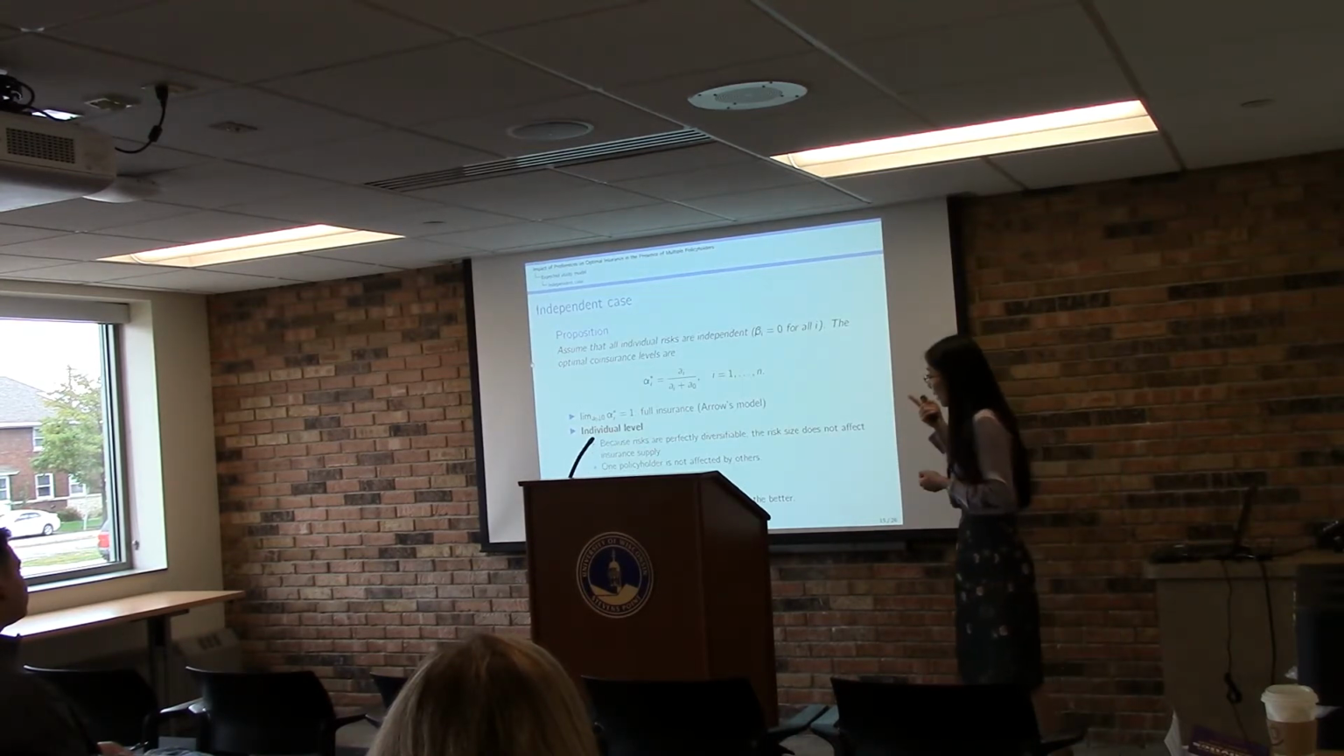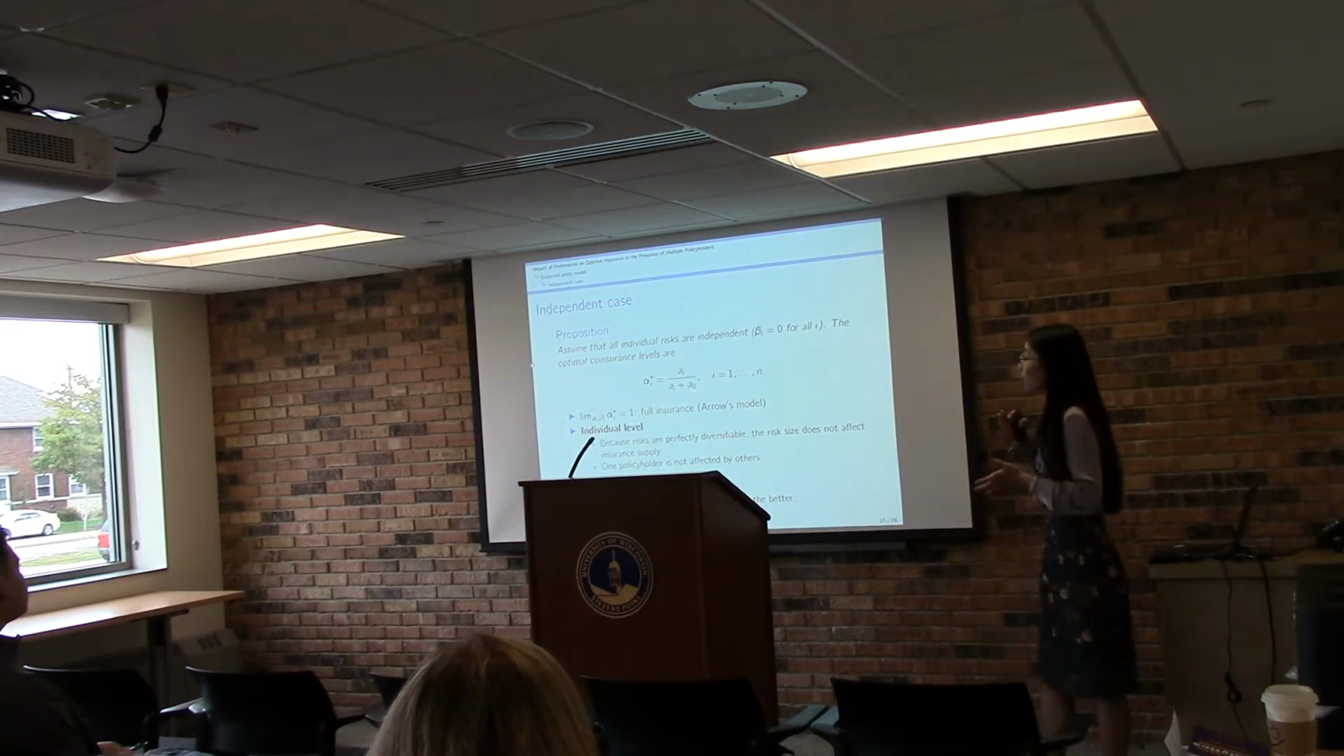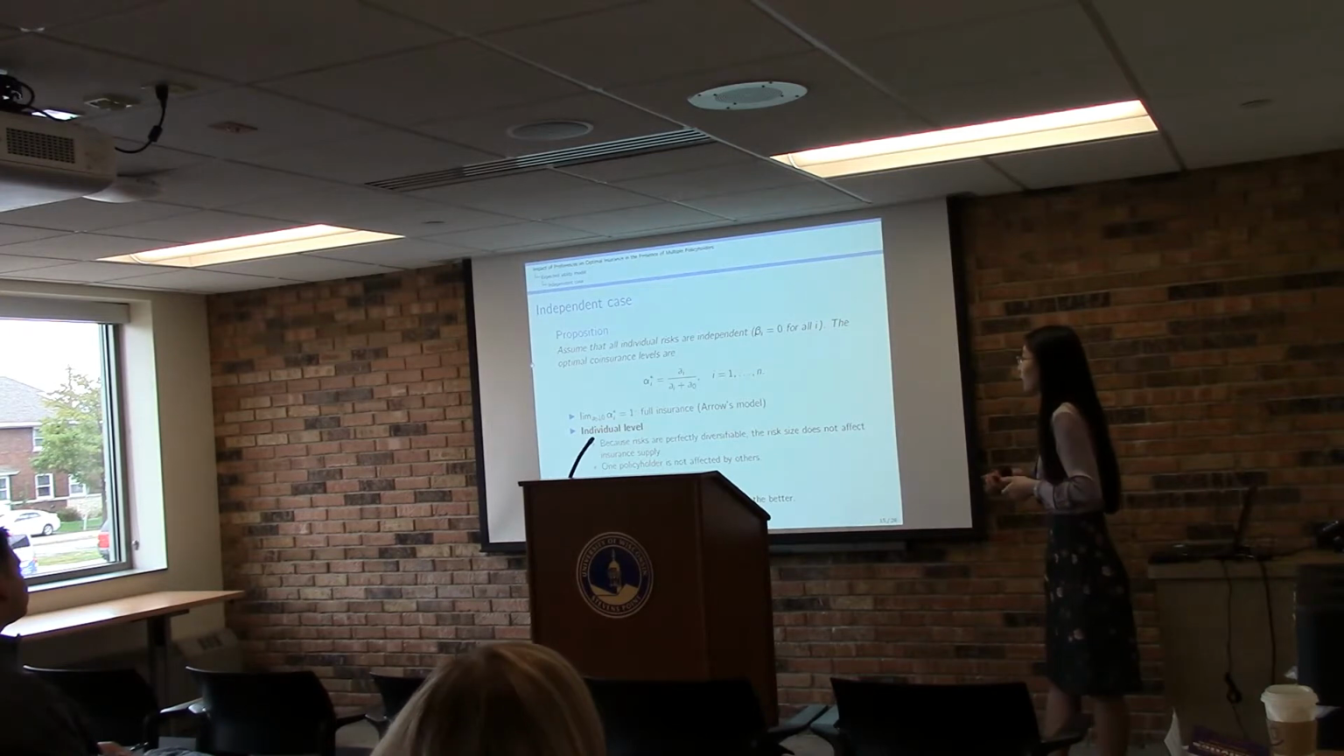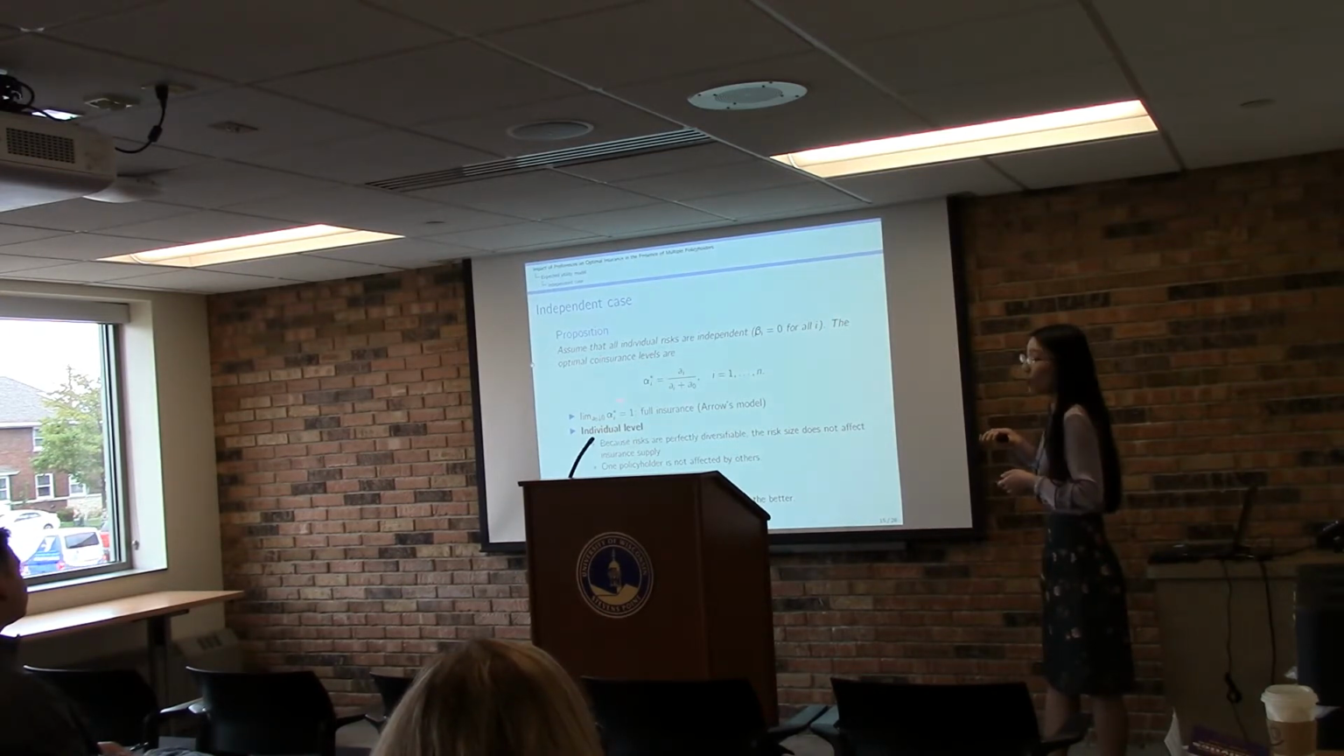So next we take a close look at 2 different cases. The first one is the independent case, the most ideal case. In this one, all beta I equal 0, so all risks are independent from each other. We can solve for the optimal coverage. In this result, A I represents the risk aversion level for policyholder I, and A0 is the risk aversion level for the insurer.